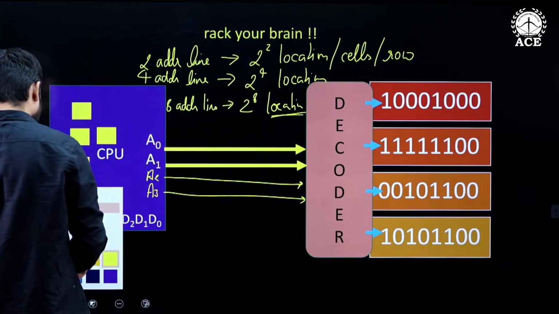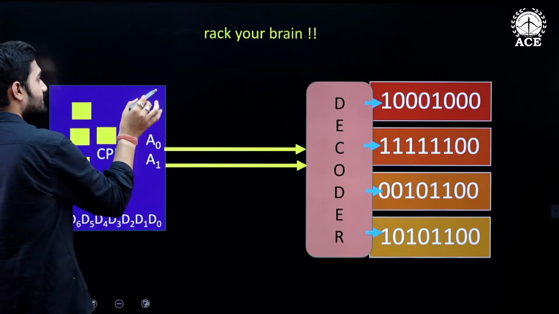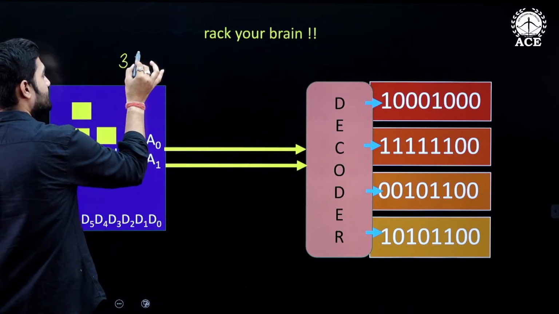Now, next question is coming. Tell me this. You have to give. I have 32 address lines.